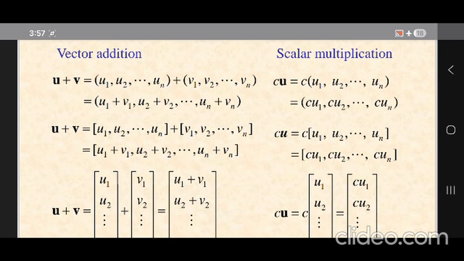Then adding the matrix elements: u plus v equals the u matrix terms u1, u2, ..., un plus the v matrix terms v1, v2, ..., vn. Adding them, the answer is the matrix of u1 plus v1, u2 plus v2, ..., un plus vn. Then scalar multiplication: cu equals c into the u matrix u1, u2, ..., un. Multiplying, we get cu1, cu2, ..., cun. Only one row is given there, so it is called a row matrix.